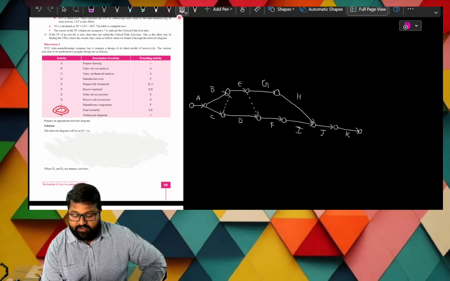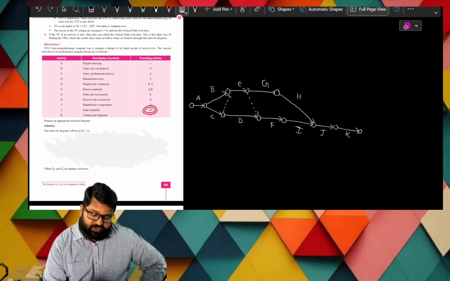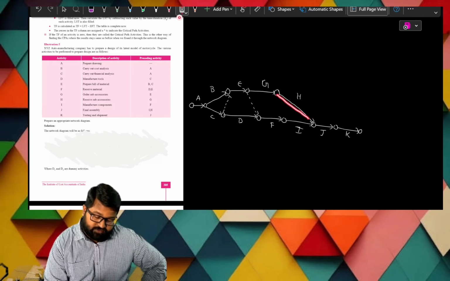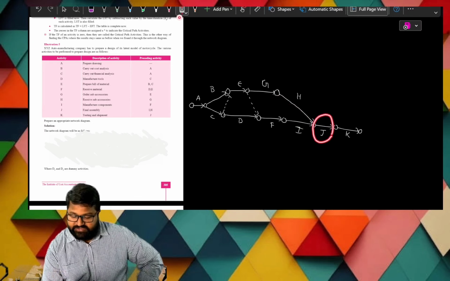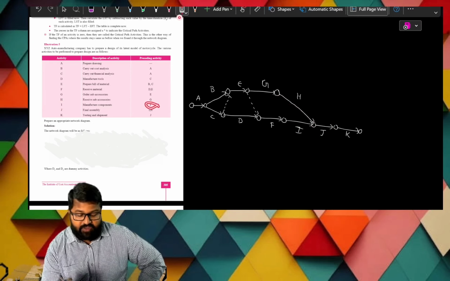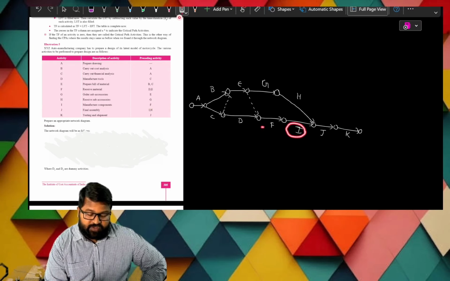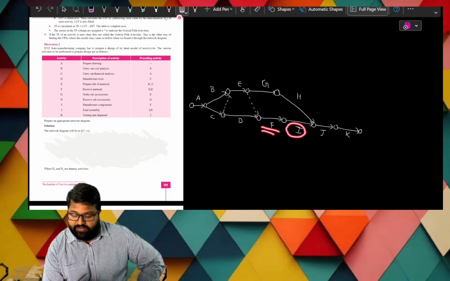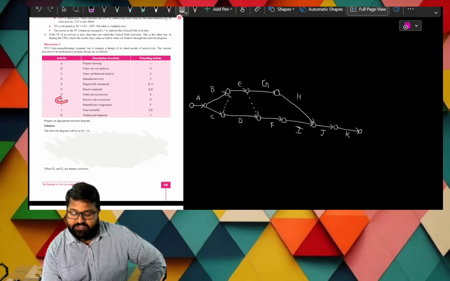J starts from the end of I and H. I is here, H is here, and J is here. I is here, the J starts. Perfect, condition satisfied. What is next? I begins after the completion of F. That also is satisfied.